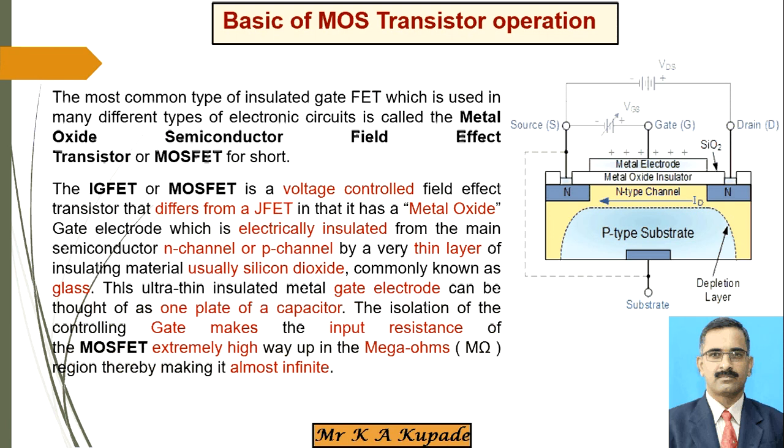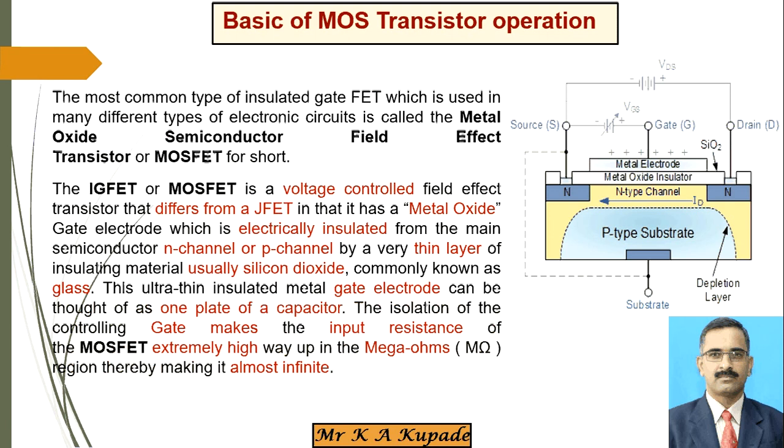See in that figure, you will find the gate electrode, which is assigned the plus sign, electrically insulated from the main semiconductor, that means the N channel or P channel. That yellow region shown here is the N channel. It is insulated by a very thin layer of insulating material, usually silicon dioxide, which is used to form this gate electrode, and commonly known as glass.